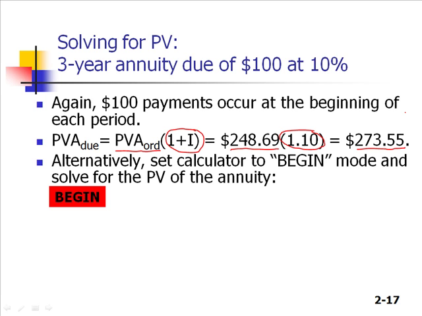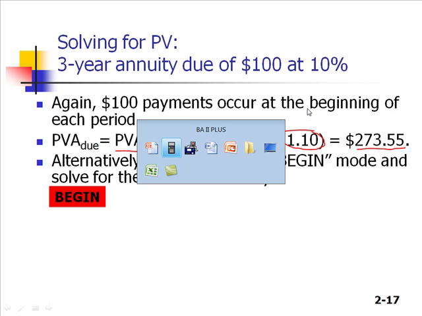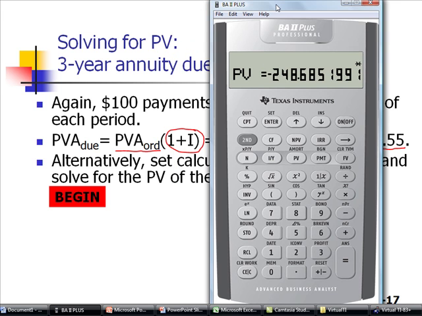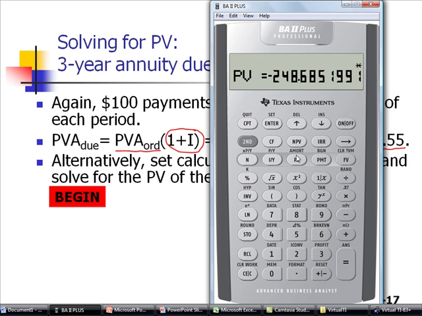So what would you do? Is there a calculator shortcut for this kind of thing? Yes, there is. I'll show you how to use it, but then I'll give you a caution about something you need to remember if you're going to use the calculator shortcut. Okay, so let's go ahead and get the BA2 Plus up on the screen. You can change the setting so that the calculator assumes that the payments occur at the beginning of each time period instead of the end.